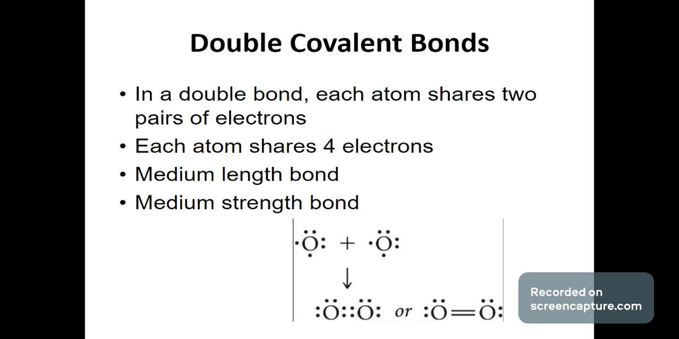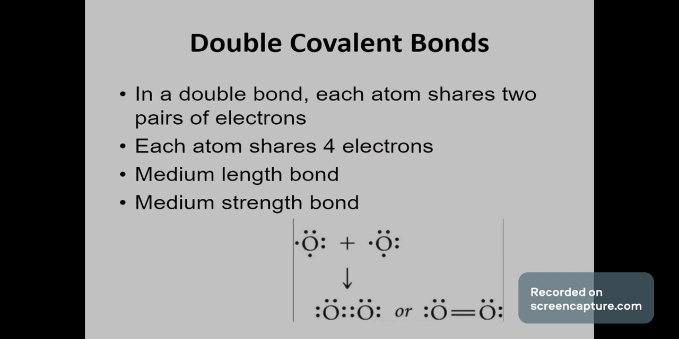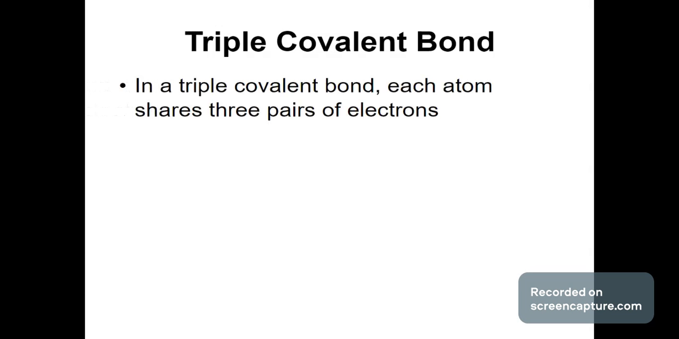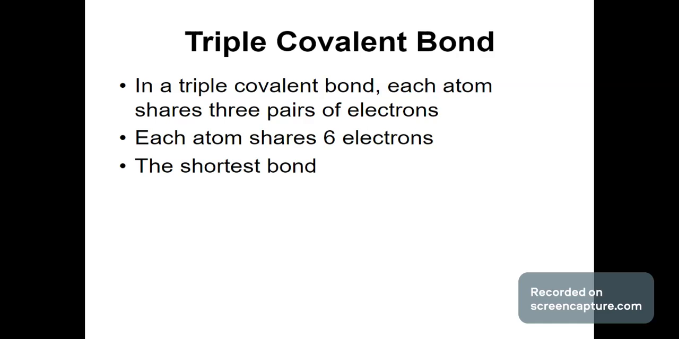Now let's look at this triple bond. There's basically 6 electrons being used. There's 3 pairs between each atom. And then it's the shortest. So therefore, the more that the bonds increase in bonding, maybe multiple bonds, the shorter the distance begins to be, and also the strength increases.